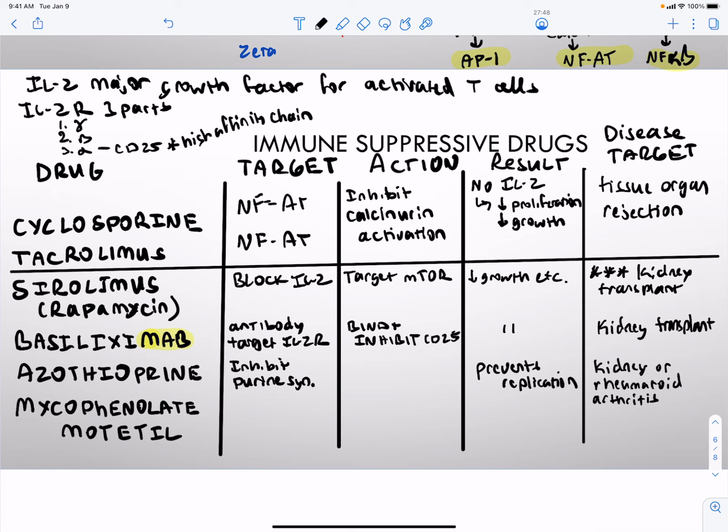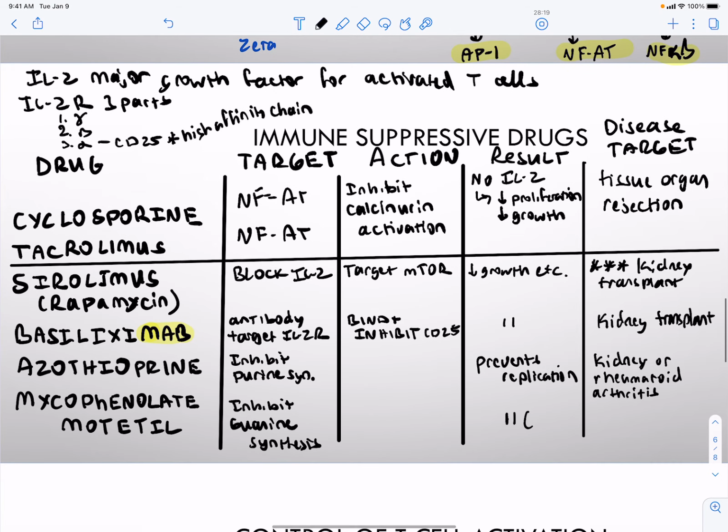And then we also have mycophenolate mofetil, and this is a specific inhibitor of guanine synthesis. Now this has the same effect as your azathioprine. It prevents replication, but it has less side effects. And this is also going to be used for kidney transplant.